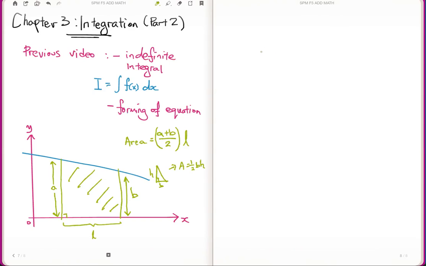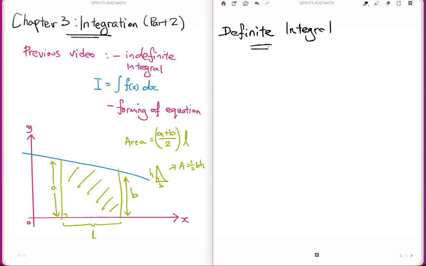But say you are given a curve and you are asked to look for the area under the curve, then the integration should be the answer. Now to start off, we're going to start with definite integral. What does it mean by definite integral? Definite integral comes like this. From now, integration is basically the area under the curve.